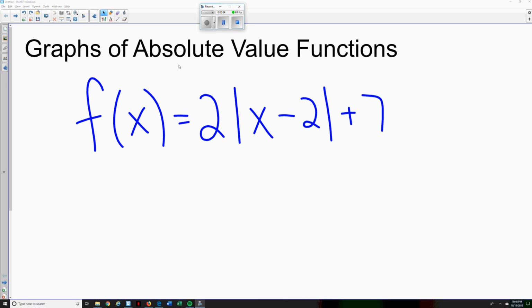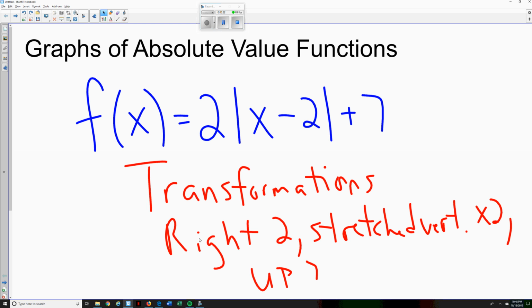Today we're going to talk about graphs of absolute value functions. And you can see there an absolute value function staring at you right now. And going back to Algebra 2, let's look at what transformations exist here. So there are three transformations, right? And those three transformations are this.